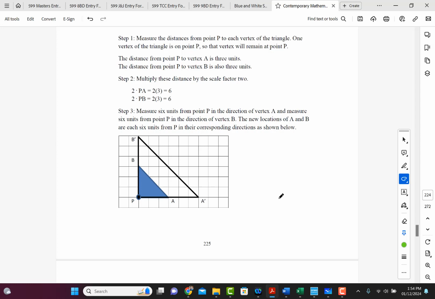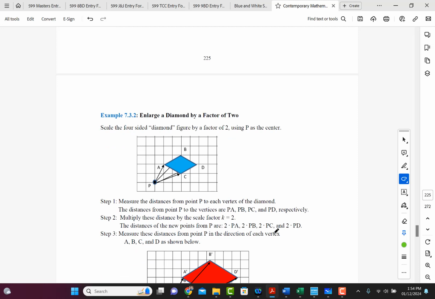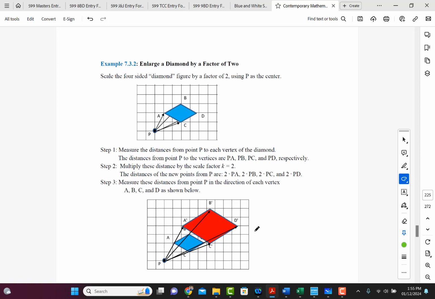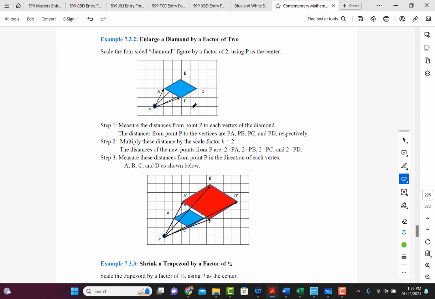So step 3 is we're going to measure 6 units from point P in the direction of vertex A, and then also measure 6 units from point P in the direction of vertex B to get the new locations of A prime and B prime. Okay, and hence we get the enlarged triangle here. Okay, now let's do another one, where we're going to enlarge something like this diamond.